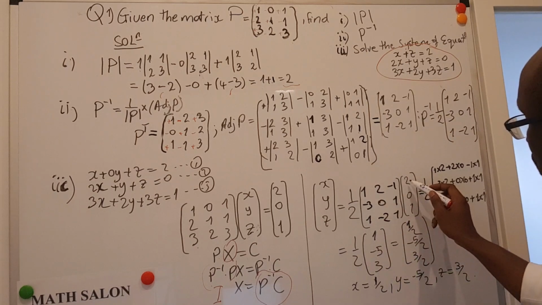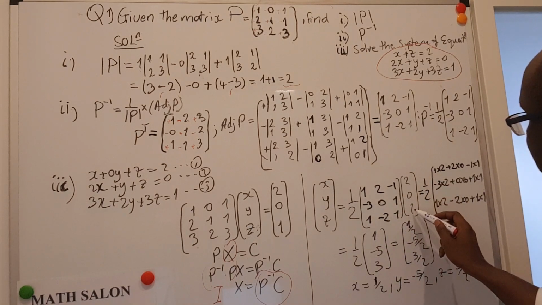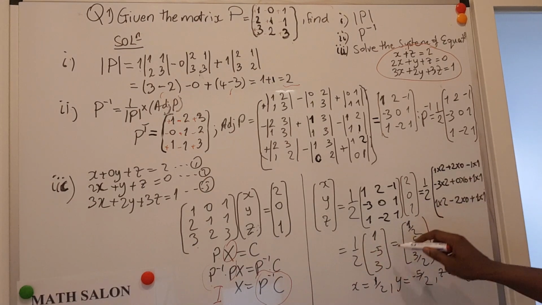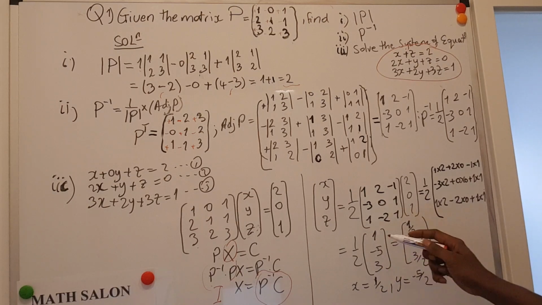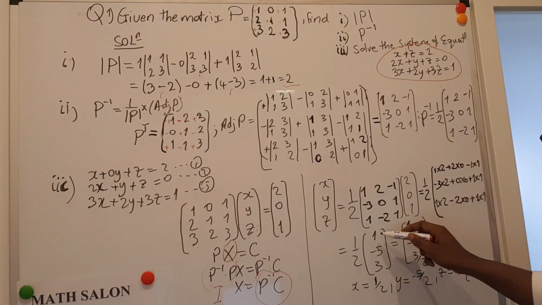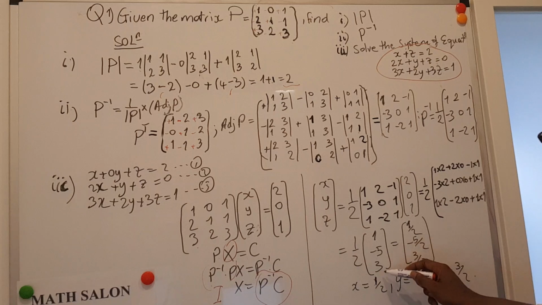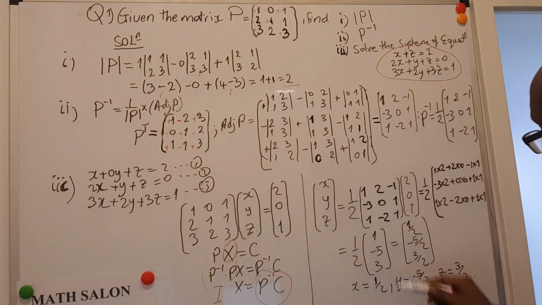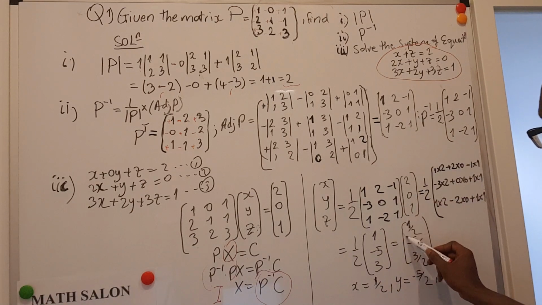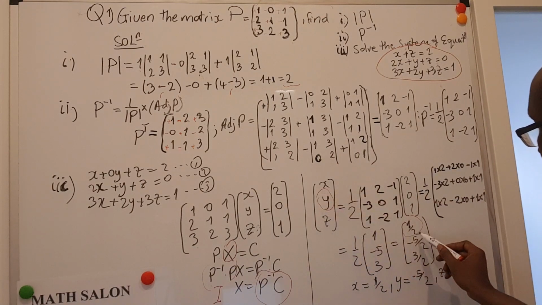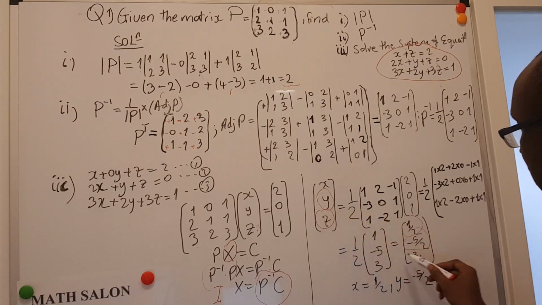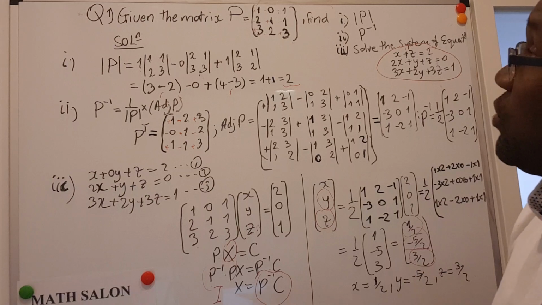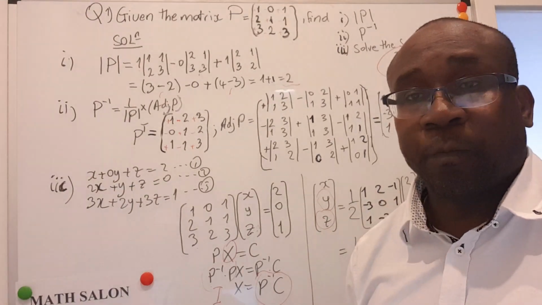1 times 2 is 2. 2 times 0 is 0. 1 times that is 1. So 2 plus 1 is 3. Of course, I have a half outside, so I can multiply each element of the matrix by that scalar factor. So I get here 1 over 2, minus 5 on 2, 3 on 2. And each of them corresponds to the x, y, and z. So x is equal to half here, y is equal to minus 5 on 2, and z is equal to 3 on 2. That is it for this question on matrix.